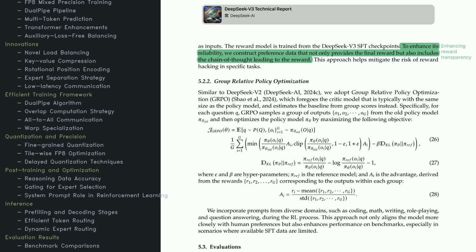Group Relative Policy Optimization, GRPO, steps in for the usual critic model. Instead of just one critic, multiple outputs are scored and compared, leading to more stable optimization. It balances exploring new ideas while staying aligned with known good behaviors, making training more efficient and dependable.